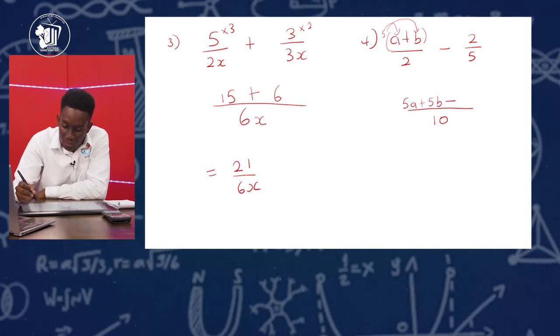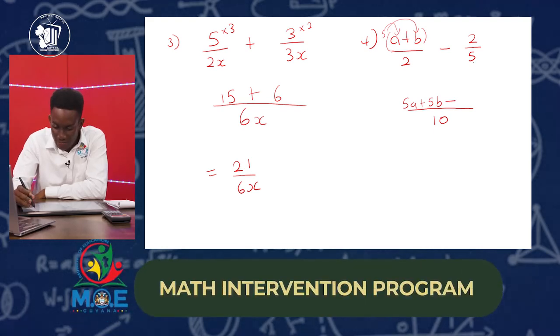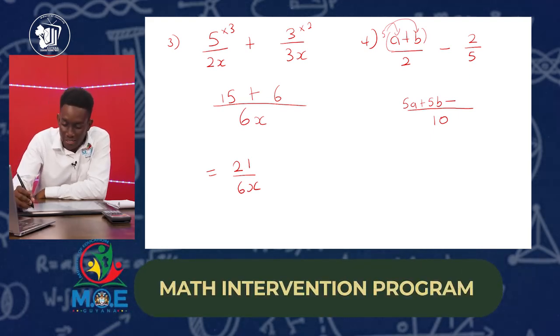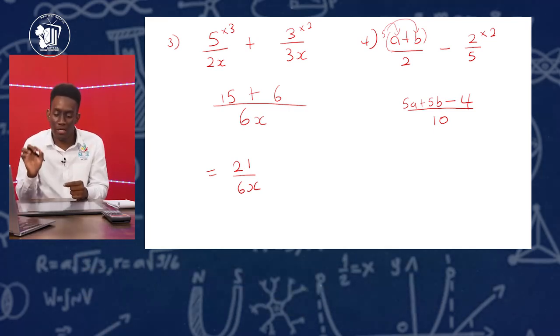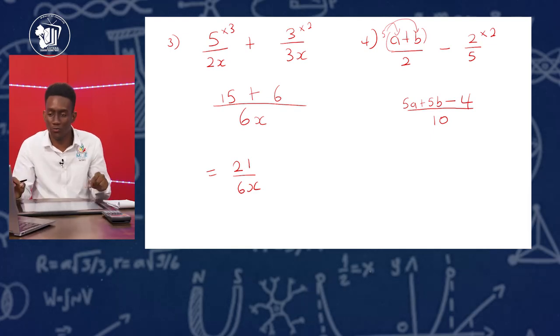And this will subtract now. 10 divided by 5 would give you 2. We take that answer and we multiply it by the top here. So 2 times 2 would give you 4. So we have at the top 5a plus 5b subtract 4, all over 10.